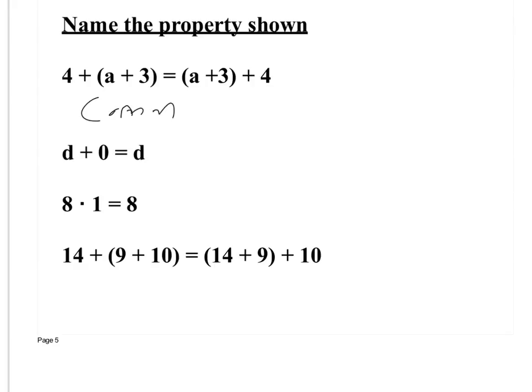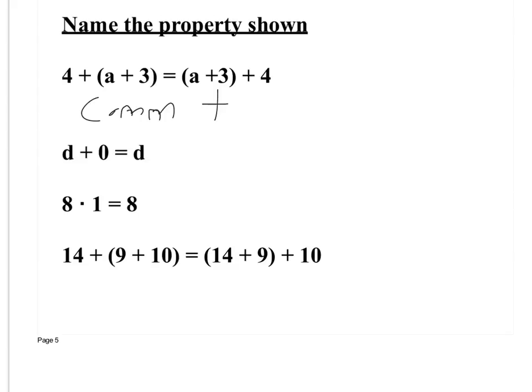So COMM. I abbreviate. I don't ever write everything out. Commutative property of addition, so I just write a plus sign. If you want to write AD or ADD, that's fine too. Write it to where you know what I'm talking about, and I know what you're trying to say. So commutative property of addition. That's all I need.